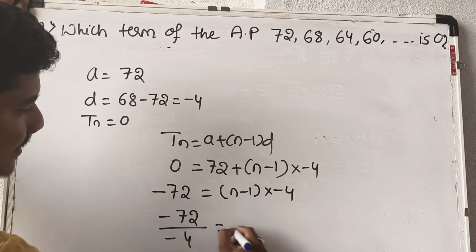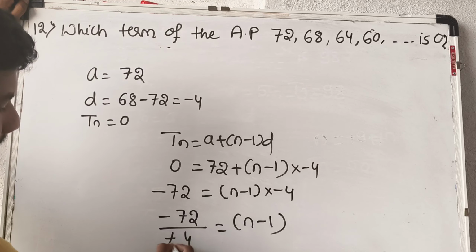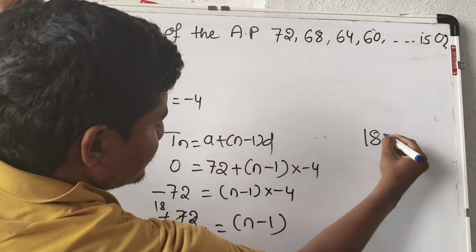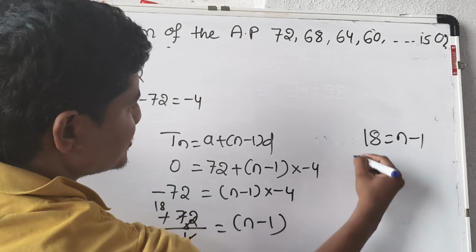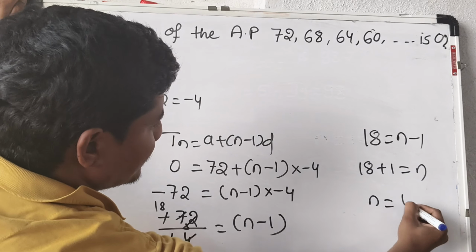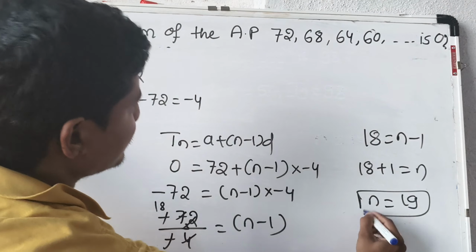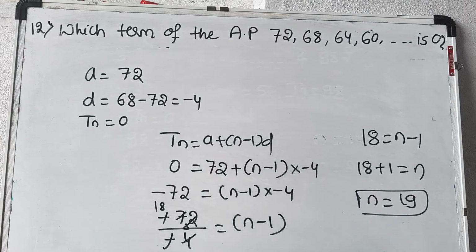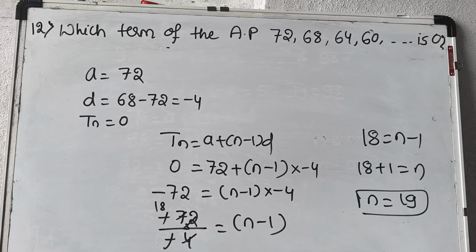Minus 72 divided by minus 4 is equal to n minus 1. Minus minus cancels. 4 ones are 4, 3 remains, 4 eights are 32. 18 is equal to n minus 1. Take minus 1 this side, plus 1. 18 plus 1 is equal to 19. Therefore the 19th term of this AP is 0.